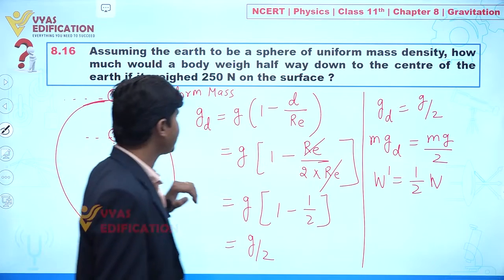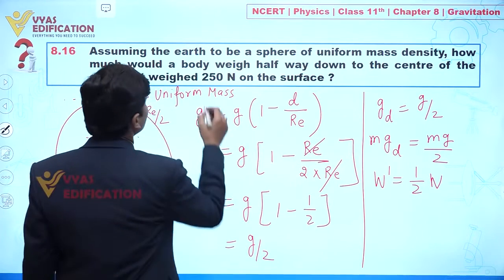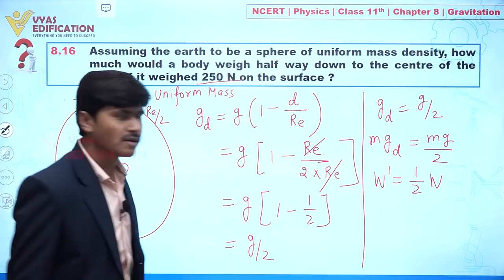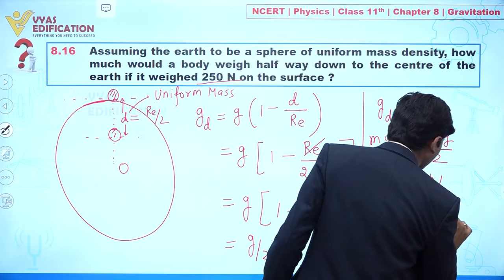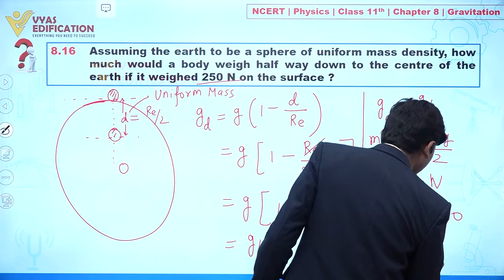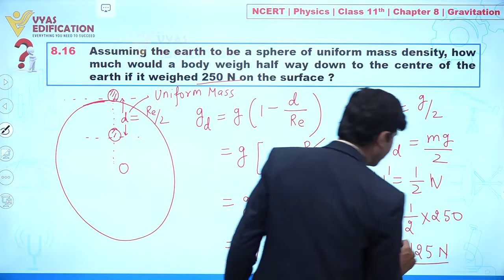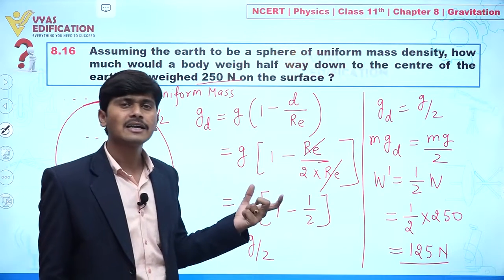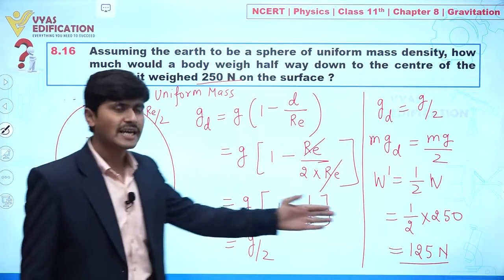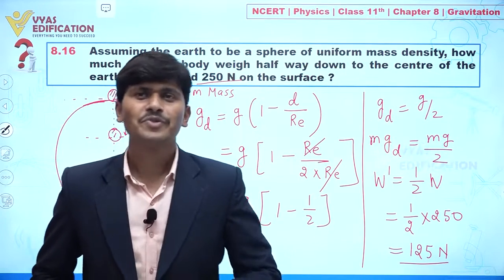Clear? So at the surface of earth, it is given to you this body is having 250 Newton. Clear? So from here we can write like this, 1 by 2 multiplied by 250, and this should be equal to 125 Newton. Clear to you? So we can say here this is the weight at a certain depth. Clear? So the correct answer we have is 125 Newton.